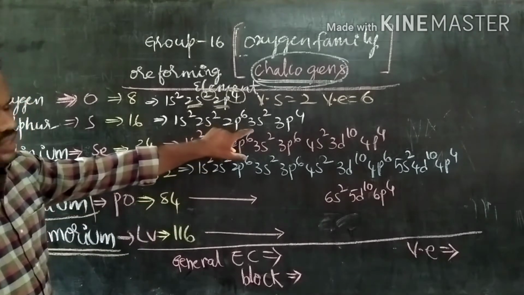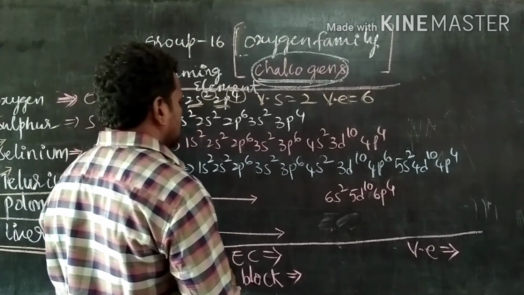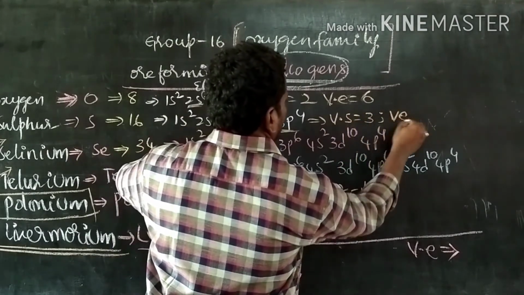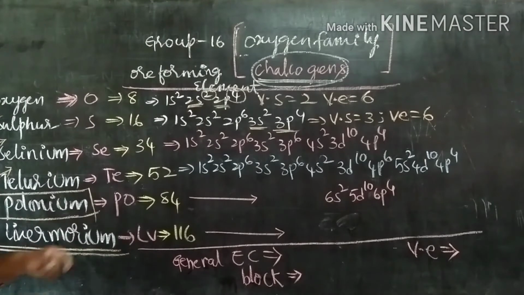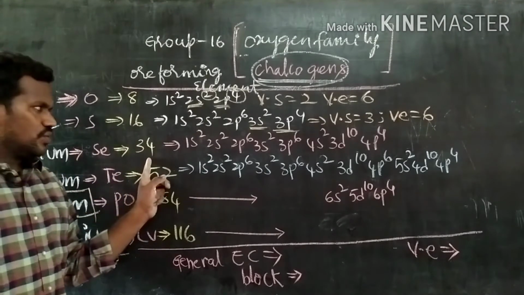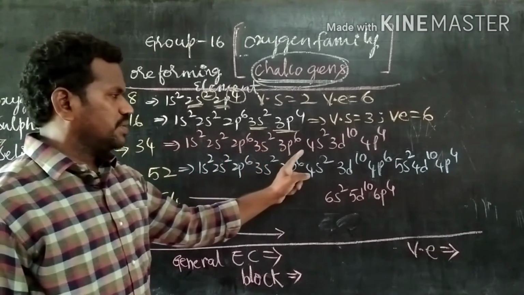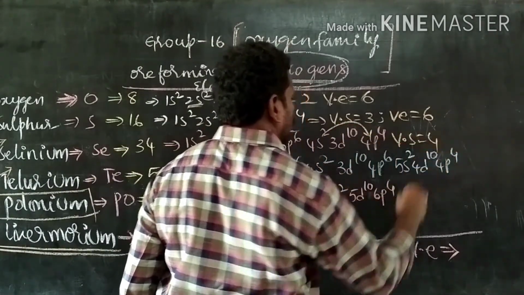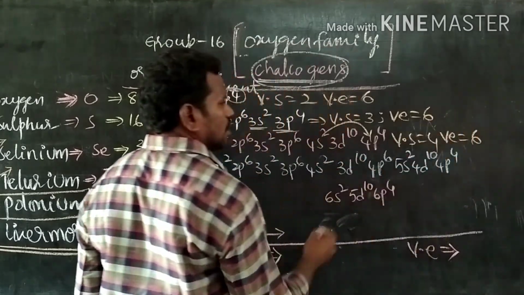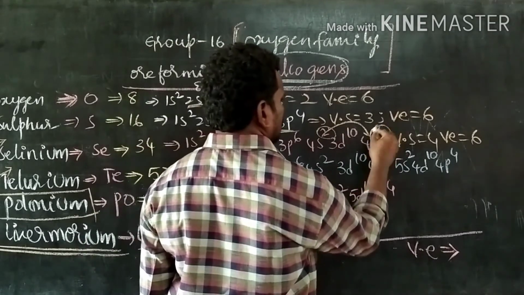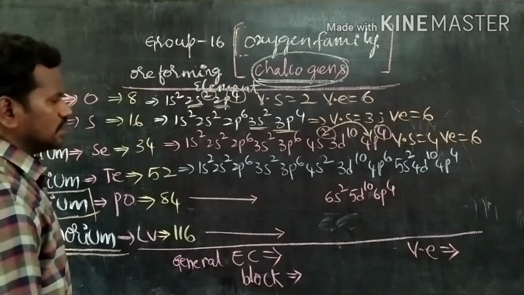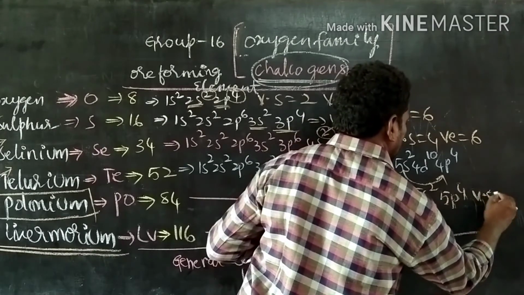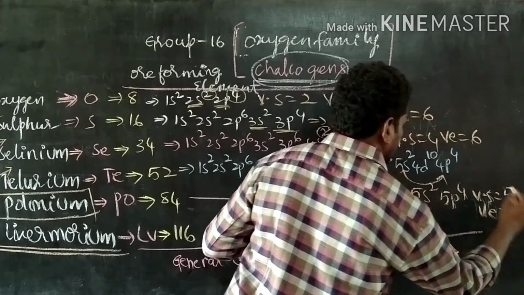Now let us come to sulfur. In the case of sulfur, the general electronic configuration is 3s2 and 3p4. So the valency shell is 3, but the valency electrons are 6 only. Now selenium, atomic number 34: 1s2, 2s2, 2p6, 3s2, 3p6, 4s2, 3d10, 4p4. By rearranging, we get the valency shell as 4, but the valency electrons are 6. How did the 6 come? 2 electrons belong to the s orbital and 4 electrons belong to the p orbital. Similarly, by rearranging it becomes 5s2, 5p4, so the valency shell is 5 and valency electrons are 6.